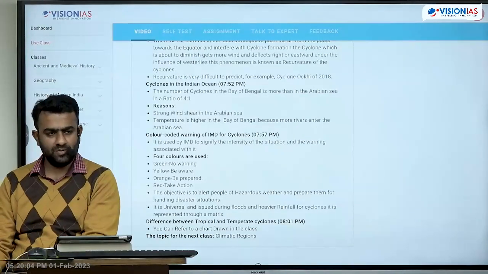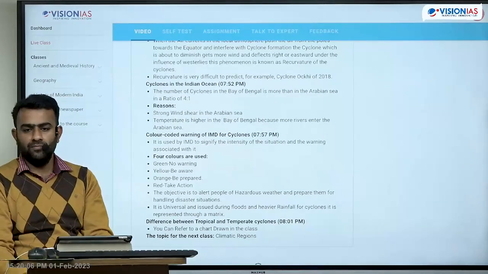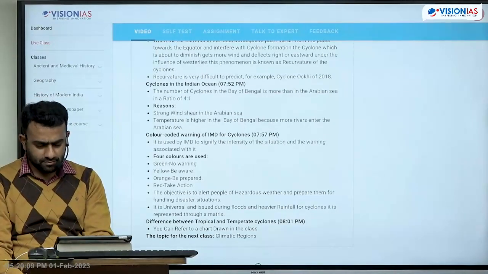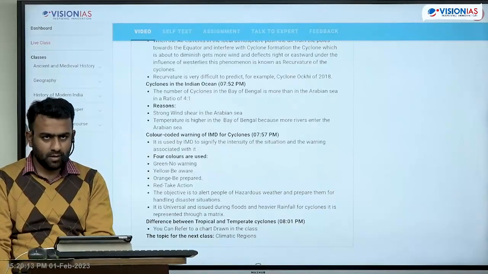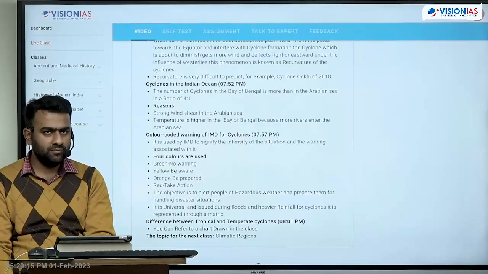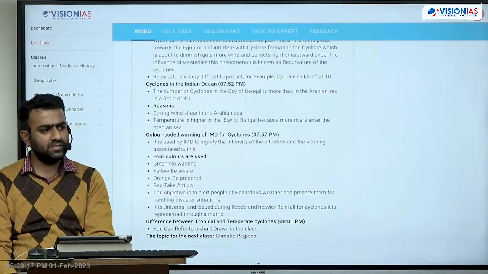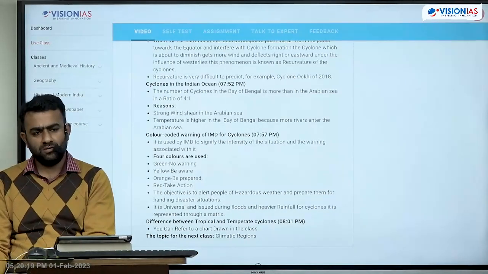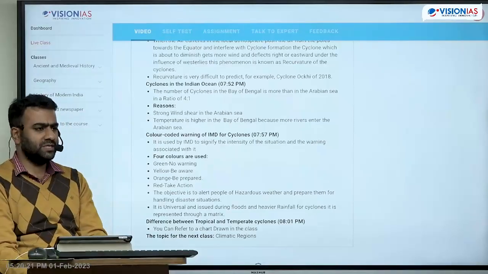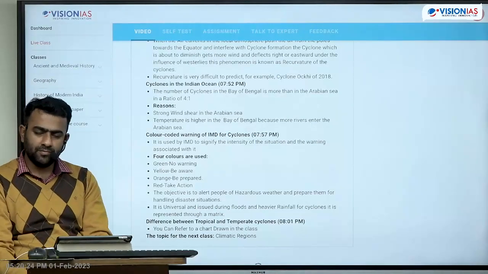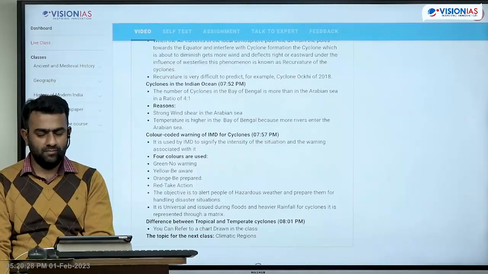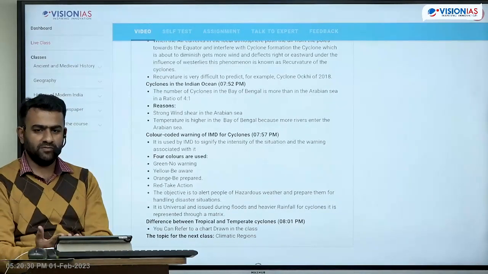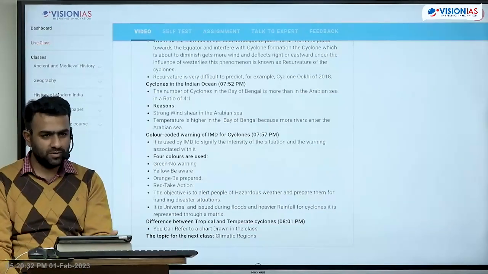So now, any doubts one by one? Western disturbance, we will discuss this in Indian physical geography. There is no relationship between western disturbance and recurvature. Okay, we will discuss this in Indian physical geography. Next doubt.